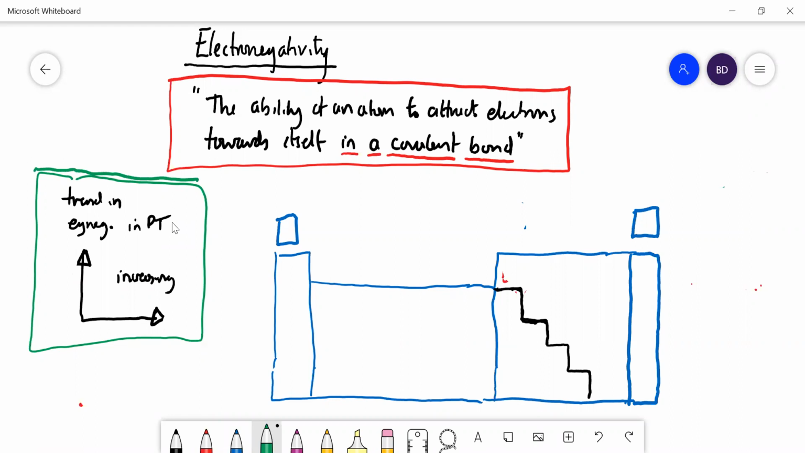as you go up a group, the atoms become more electronegative because the nucleus is closer to the bonding electrons, because the atoms are smaller, and so they are more electronegative. And then as you go across a period, the electronegativity increases because you've got more positive charge in the nucleus. So here's my little sketch of the periodic table.